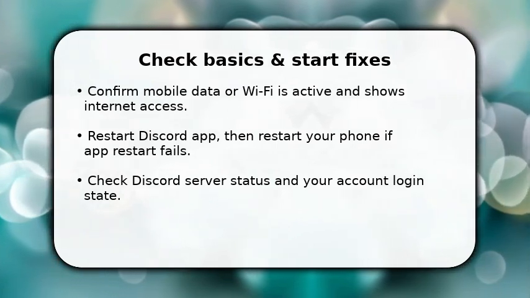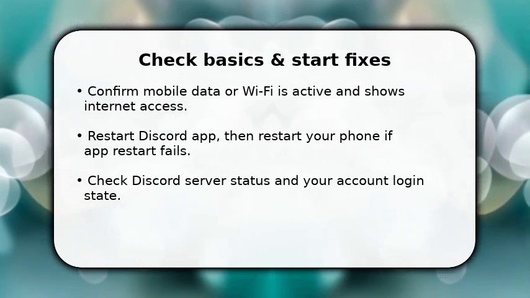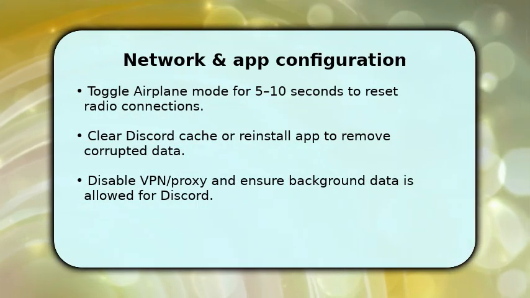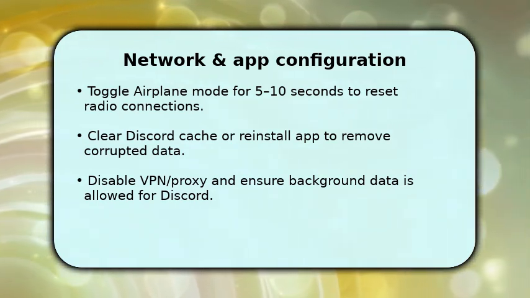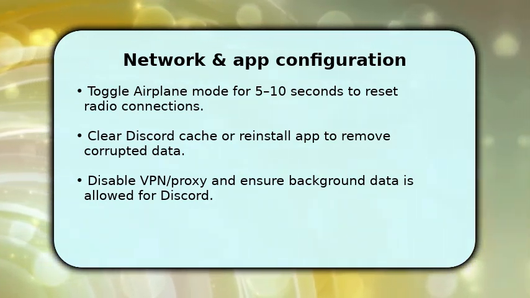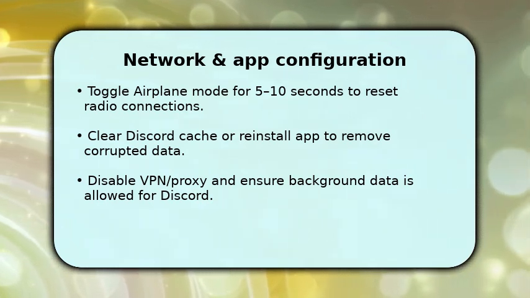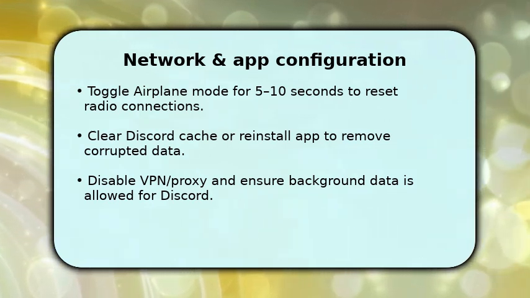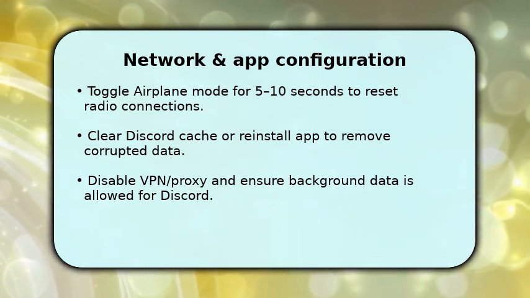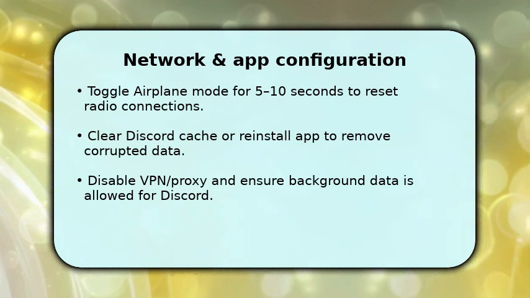Now you handle configuration that often blocks connections. Toggle airplane mode for 5 to 10 seconds to reset radios, reconnect to Wi-Fi, and test. Open your phone settings, clear Discord cache to remove corrupted files, and if that fails, reinstall the app to get a clean client. Disable any VPN or proxy because they can block Discord ports, and make sure background data and battery optimization exemptions are set so Discord can maintain a connection.